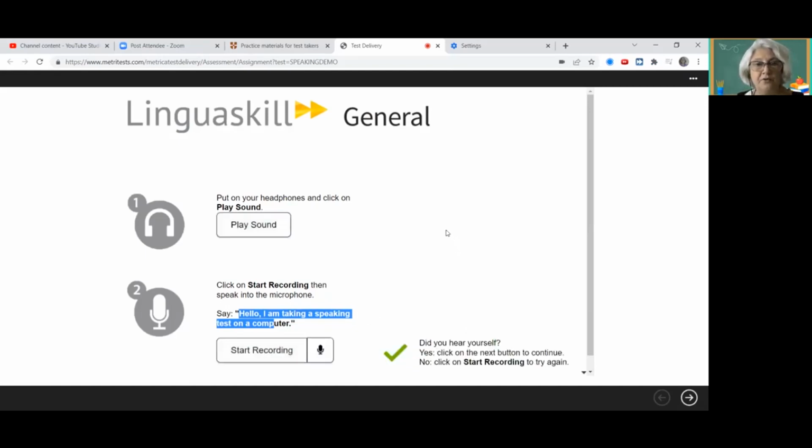Now my student today tried it. There was an error message because she wasn't speaking loud enough or she wasn't using the exact same settings. Not exactly sure. So then we could go on to the next item.